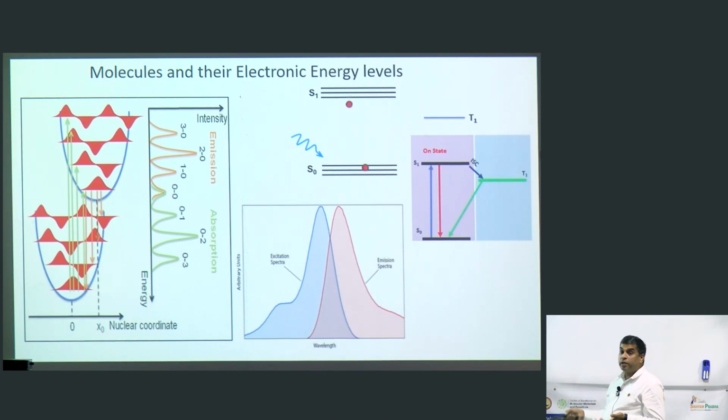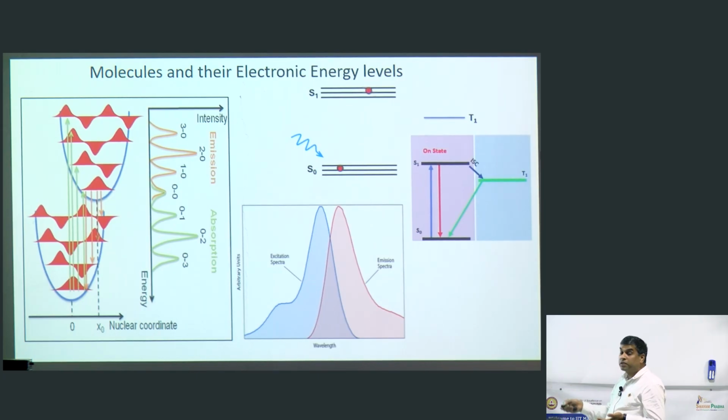In a similar way, or in a reverse way, if we follow the mirror symmetry rule, in that case all this comes to the relaxed S1 vibrational zero state, and from there you will have the emission, and you can again have all these emission processes, which basically give the mirror image of the absorption.